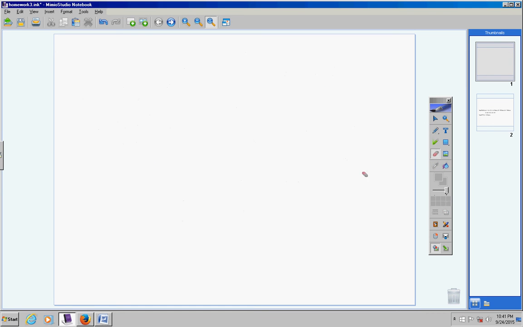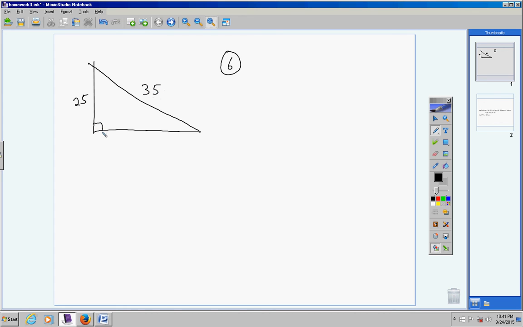Okay, moving on to number 6. The information would be A equals 25. Here's my triangle right here. A equals 25, and C equals 35. So quickly I can use Pythagorean's theorem to find the missing side. If I do that, I'm going to get, let's see here. Square one leg and square another leg and square the hypotenuse. We'd be left with, let's see, 35 squared minus 25 squared would give us 600, and the square root of 600 would be 24.5. So this missing side is 24.5.